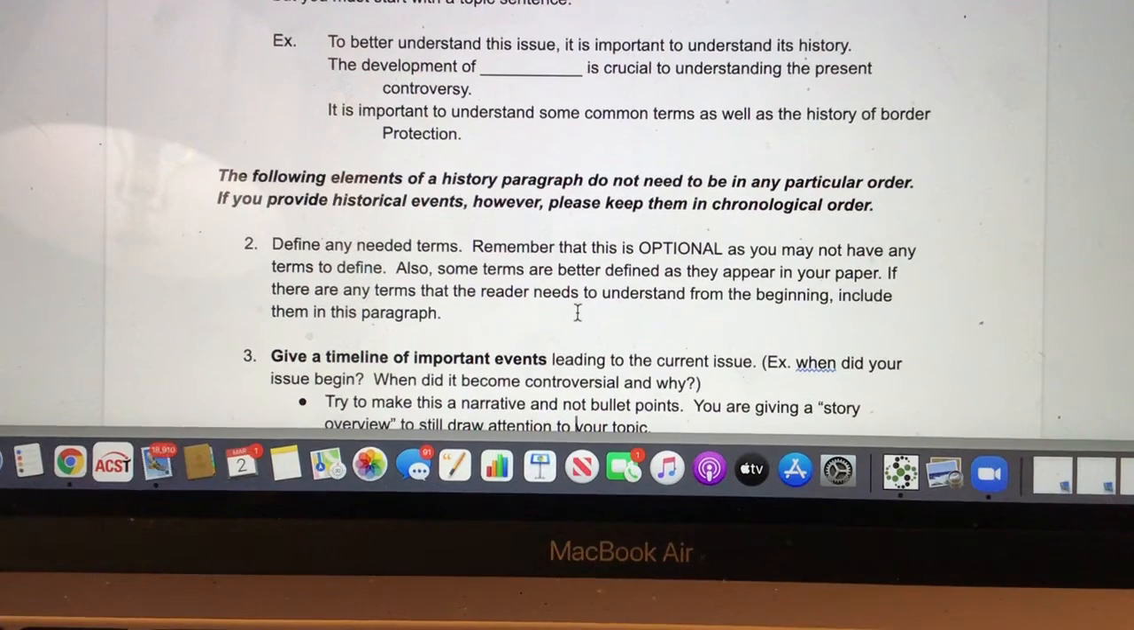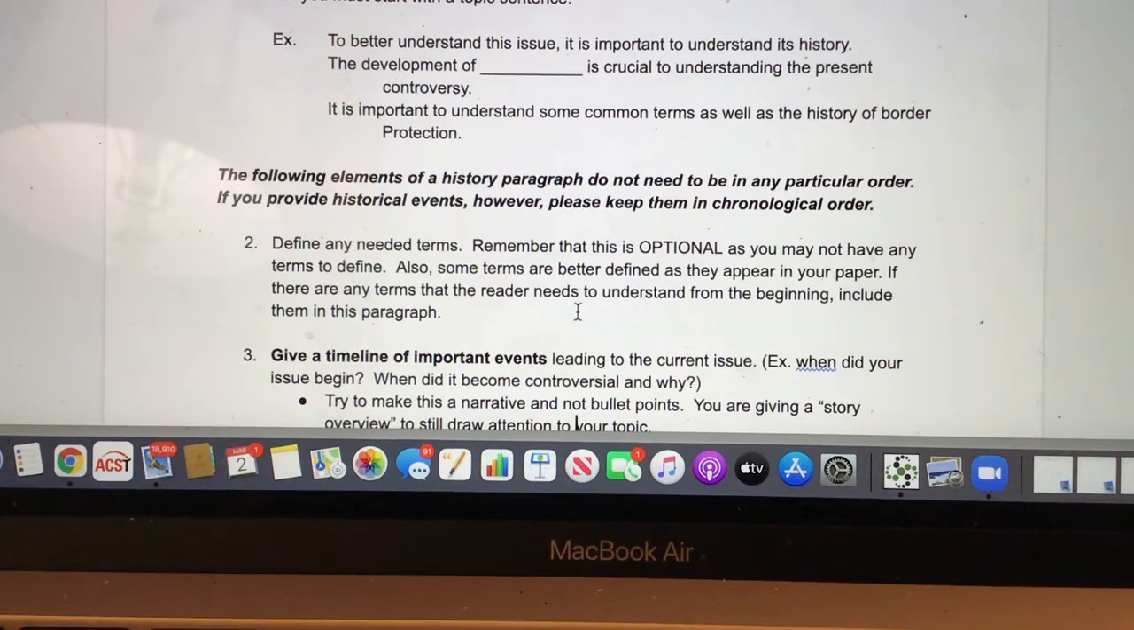Okay, so the second thing you need is terms, any needed terms. This is optional. You may not have any terms to define. Sadie, for example, does not need to define for us what is a gun. We know. Okay, Andrew doesn't have to define for us what is a sport, we know. But Taylor, you might need to, and Logan, you might need to define what is affirmative action.